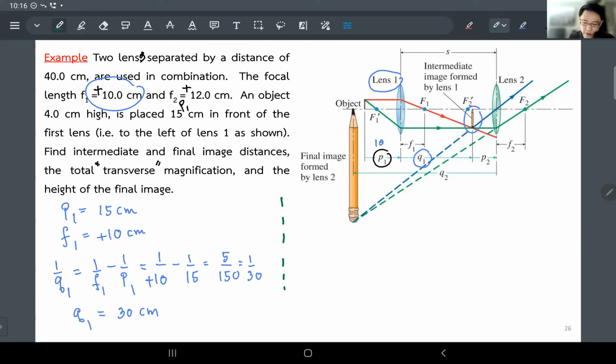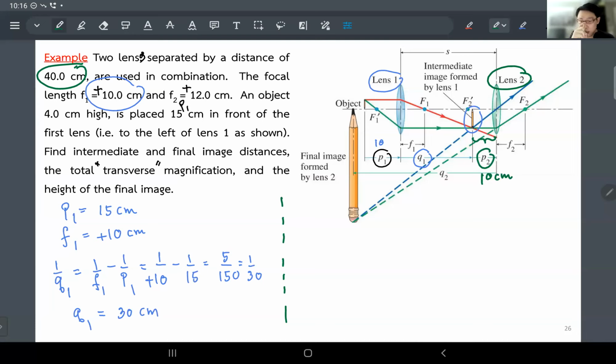I'm going to use the green color here for the second lens calculation. Now, your image from the first lens is 30 centimeters away from lens 1. However, lens 1 and lens 2 are separated by 40 centimeters. So that means you still have 10 centimeters left here for P2. You guys with me?